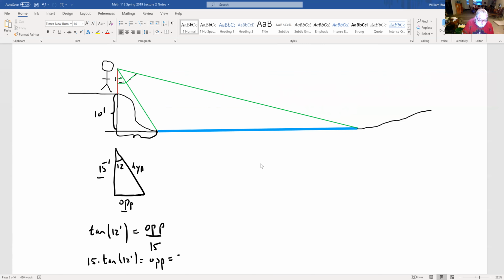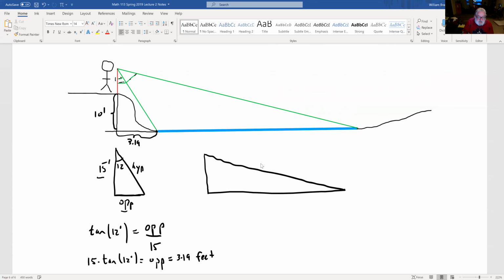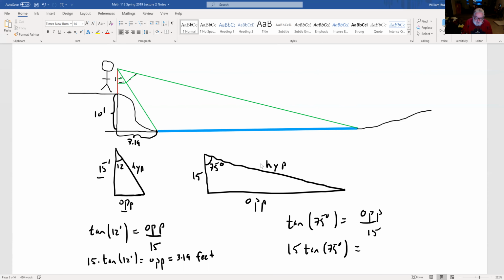3.19 feet. So that's how far this is. So if we look at the larger angle, we get a triangle, got the same 15-foot height on the bluff, 75 degrees there, and we still want to know what's the opposite, and we don't actually care about the hypotenuse. So tangent of 75 degrees is opposite over 15. 15 times tangent of 75 degrees equals the opposite. And if you grind that through your calculator, you get 55.98.